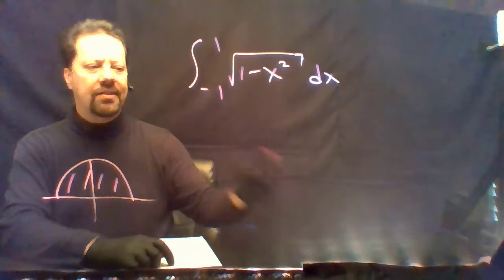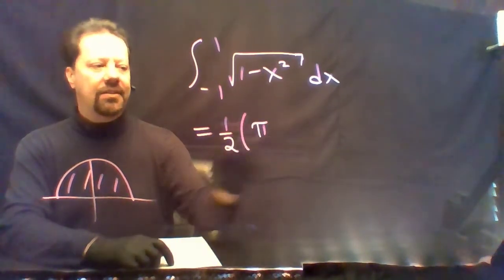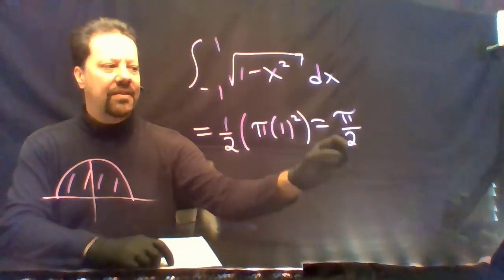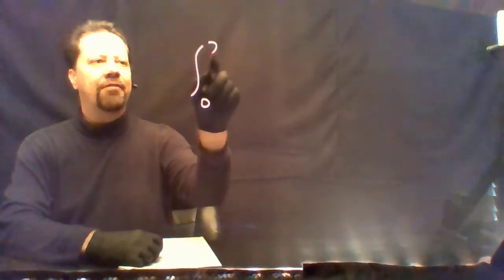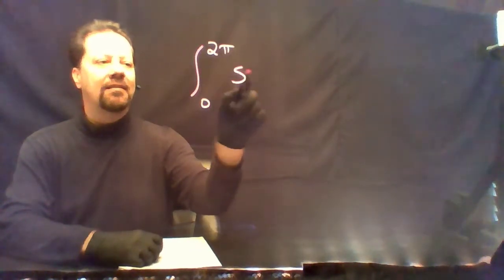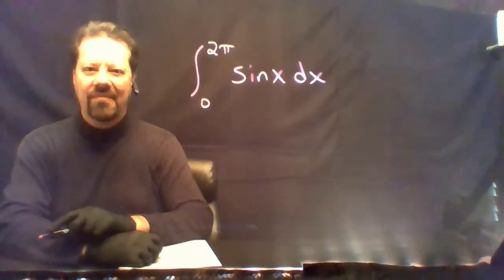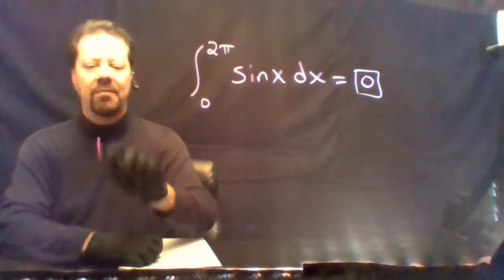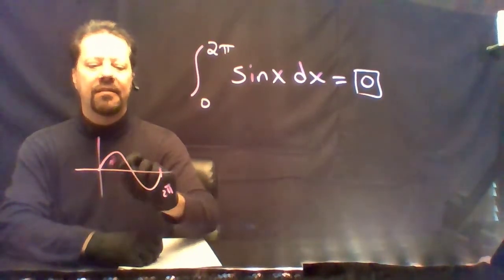What you should recognize is that you're getting 1/2 the area of the disk of radius 1. And so the answer is pi over 2. On the next problem, we are integrating from 0 to 2 pi sine x dx. You should immediately state that the answer is 0 because you're integrating the sine function over an entire period.